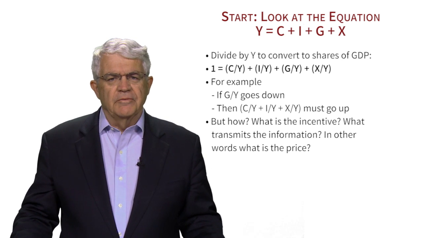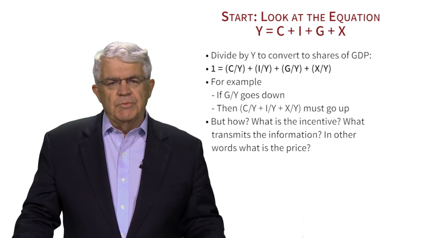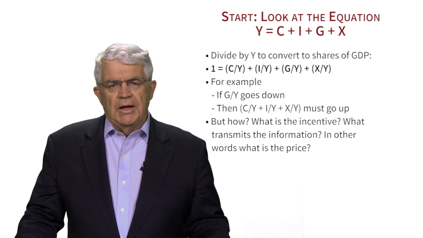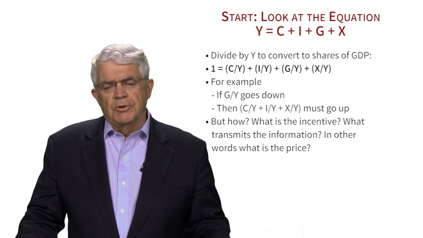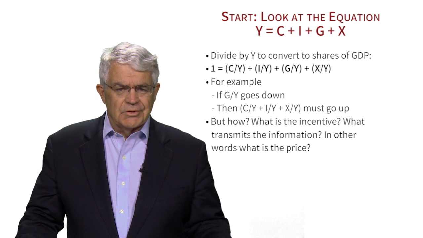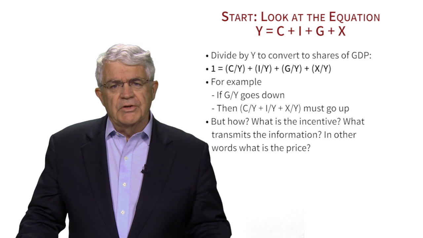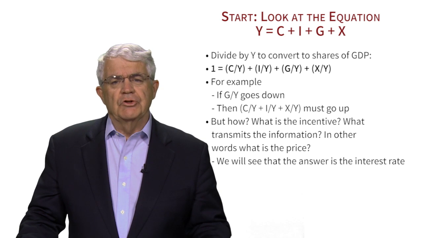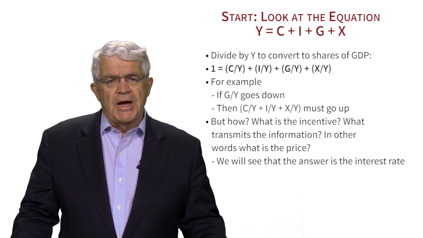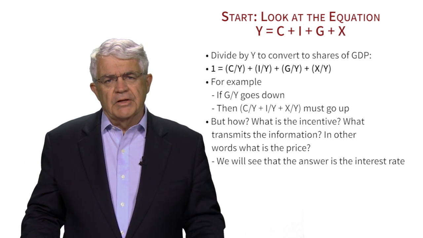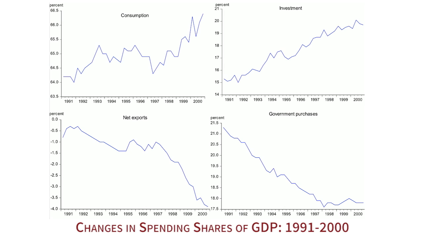And then, as in any kind of model of a price system, what transmits this information? There are incentives, and then the information has to be signaled and communicated. So in other words, what is the variable that takes the place of the price, which we use in microeconomics, supply and demand for bicycles, for example? In other words, what is the price that we consider? And we will see that the answer to that is the interest rate. The interest rate is actually going to be the price that helps allocate these spending decisions between investment and consumption, net exports, etc. So we need to think about these shares of spending over time.